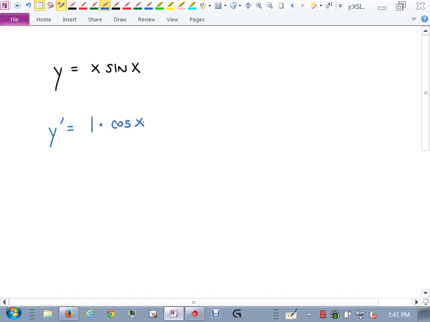All right? When you have a product, right? This is a product, multiplication. We don't show the dot, but when we have a product, we must apply the product rule. The product rule. And the product rule says this.